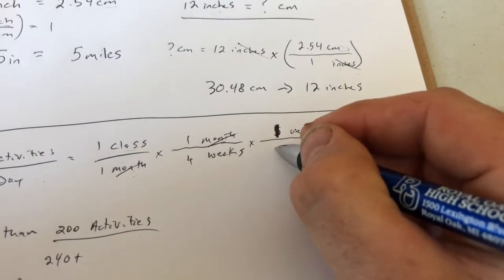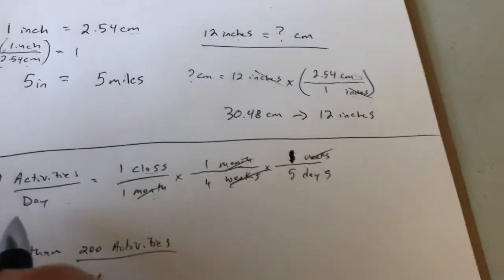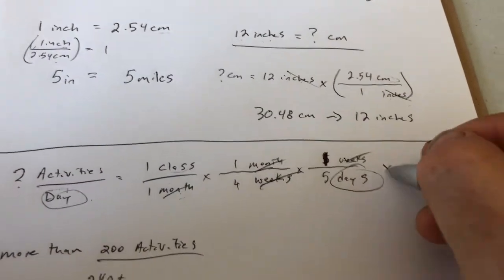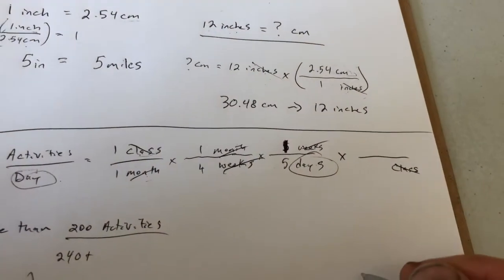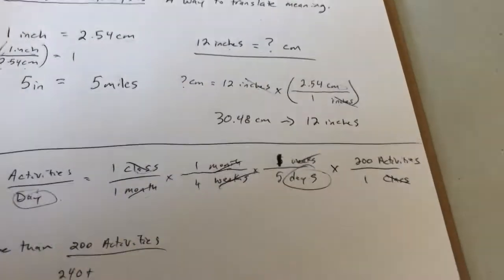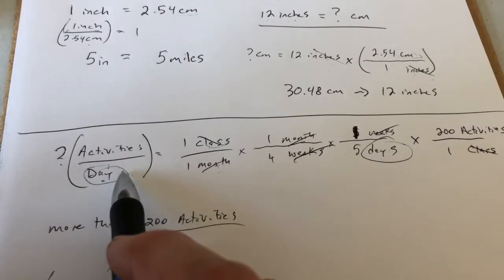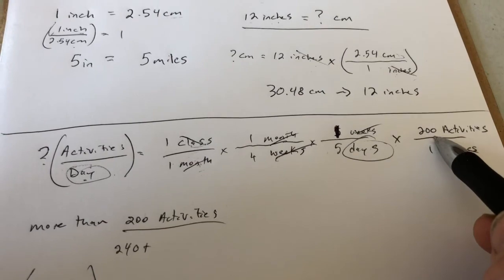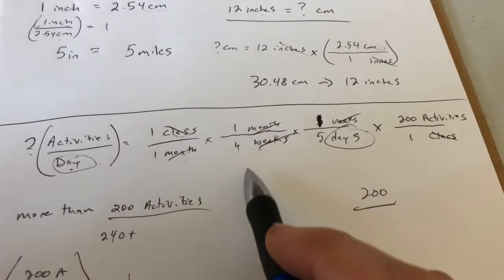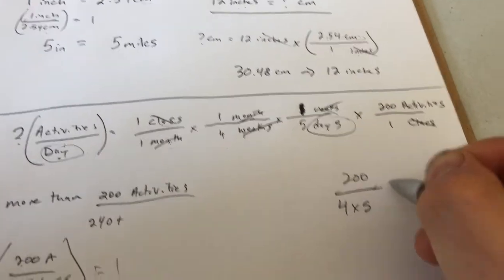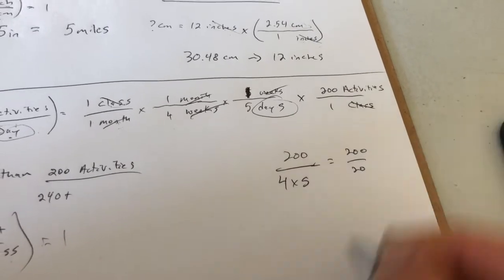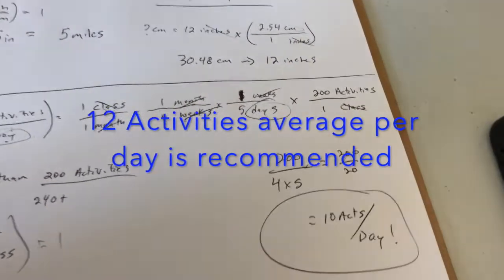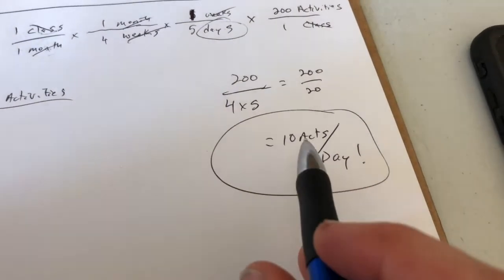4 weeks in 1 month. You have to put in 5 days. Make sure I put it on the right side. You have to put in 5 days, now the weeks cancel right there. Now look, I have days on the bottom and that part of my language is set. Now I can look at class and turn it into activities. I need class on the bottom over here, so the class is on the bottom and the top, and it cancels. One class is about 200 activities. One class per 1 month is my goal. I wanted to translate that into how many activities I have to do per day. If I take 1 times 200, which would be 200 on the top, divided by 4 times 5, which is 200 divided by 20, that is 10 activities per day. For a 200 activity class, you need to do 10 activities per day.